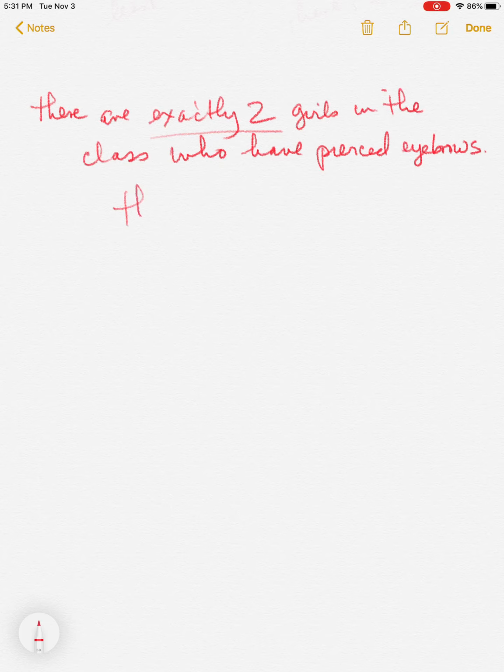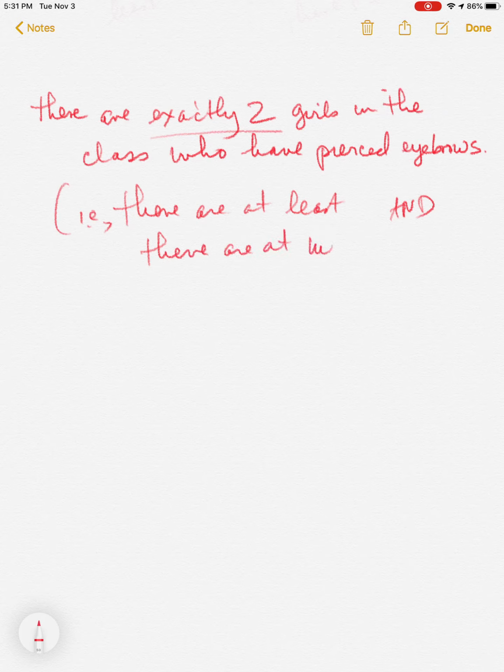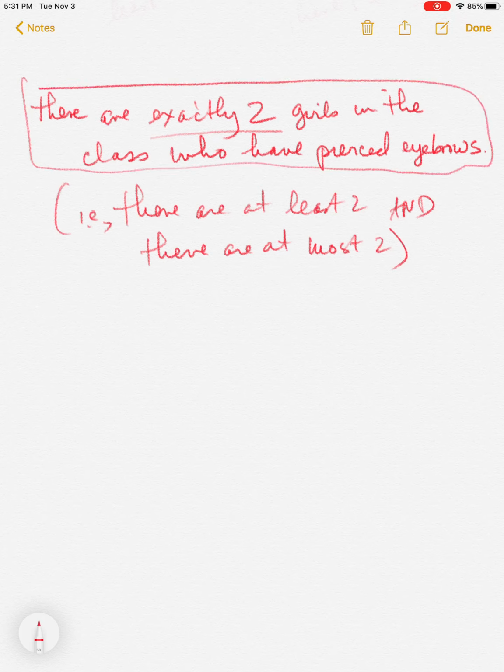Okay, so to say that there are exactly 2 girls in the class who have pierced eyebrows, you want to say there are at least 2, and there are at most 2. Right? You have to say both those things. And if you assert both those things, then you've got there's exactly 2. Okay? Because you want to say there are at least 2, and they're the only ones.